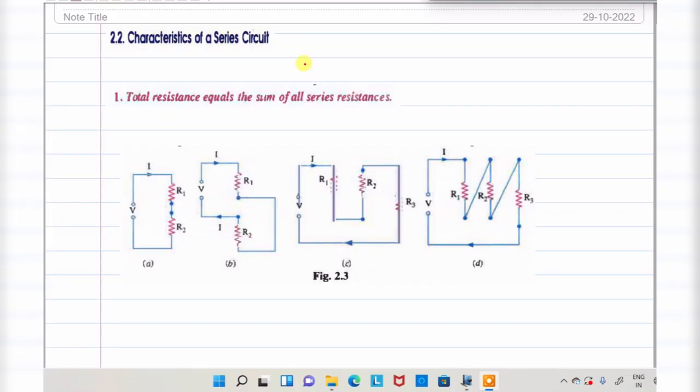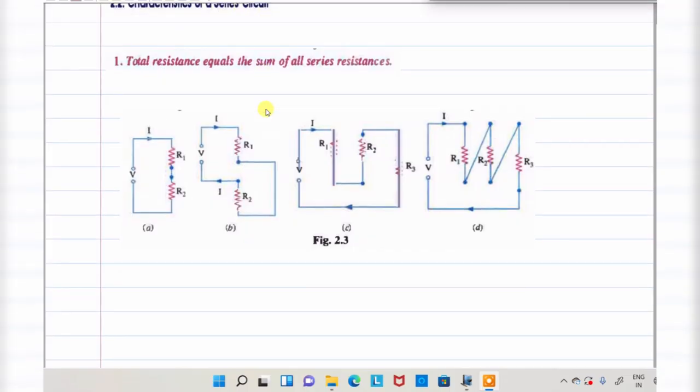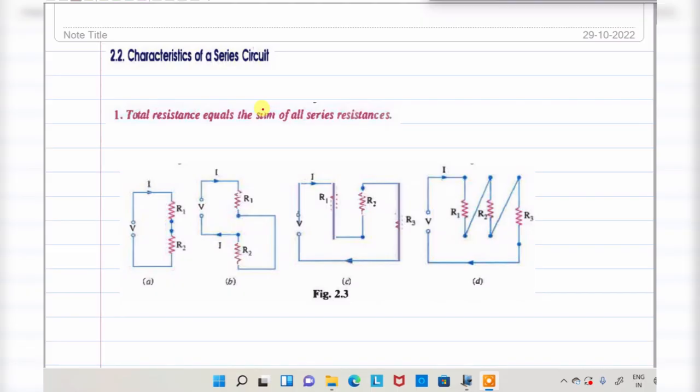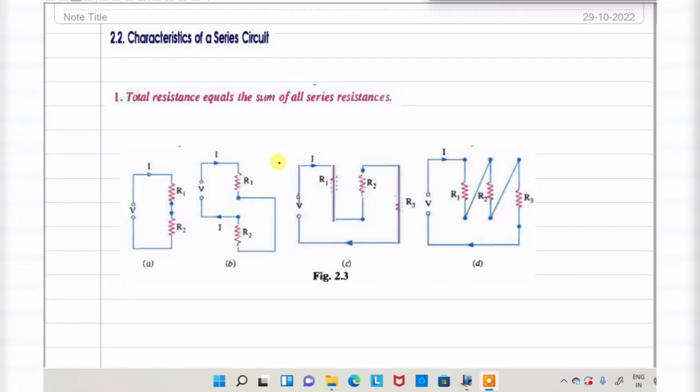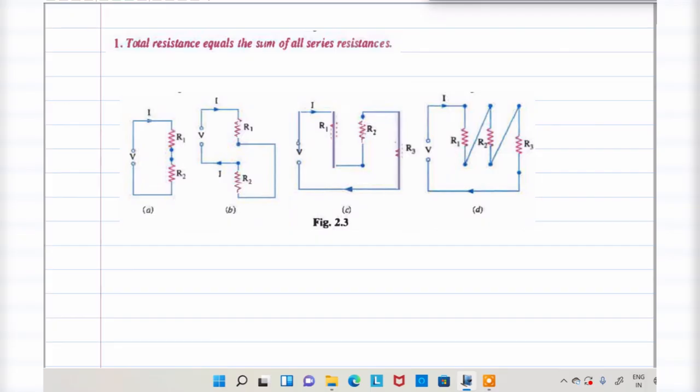So what are the characteristics we have? Just now we discussed the previous topic, a series circuit, the concept of total equivalent resistance that we will use here. The first characteristic: total resistance is equal to the sum of all resistors. Just now we proved that. So according to this characteristic, tell me what about the equivalent resistance in all three cases.